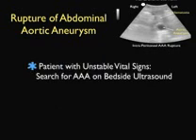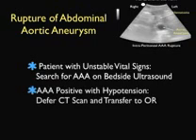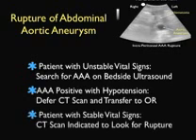Because of these limitations of sonography for seeing a rupturing AAA into the retroperitoneal space, in a patient who has unstable vital signs, you must first search for an abdominal aortic aneurysm on bedside ultrasound. If a AAA is found and the patient is hypotensive, assume rupture into the retroperitoneal cavity and mobilize the patient towards the operating room, deferring unnecessary delay in the ED, such as waiting for a CAT scan.